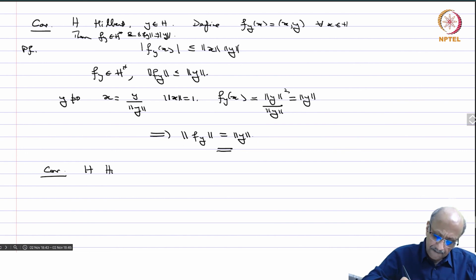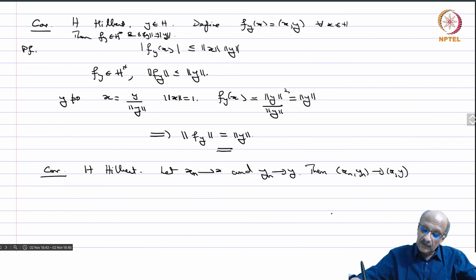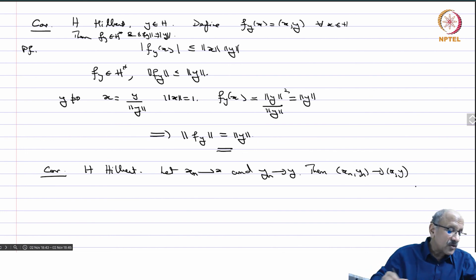Okay, so then another corollary. H Hilbert, let xn weakly converge to x and yn converge to y, then the inner product of xn and yn converges to xy. So when you have an inner product and one term converges weakly and one term converges strongly, then the limit is the natural whatever you expect. Okay, so if both of them are weak, then you cannot expect, like for instance in LP spaces also we saw an example, cos nt went weakly to 0 but cos square nt went weakly to half. So you cannot expect normally when you are dealing with the product of weak convergences to behave properly. You don't know what will happen, but if one is weak and one is strong, then you are on safe ground. Okay, so proof.